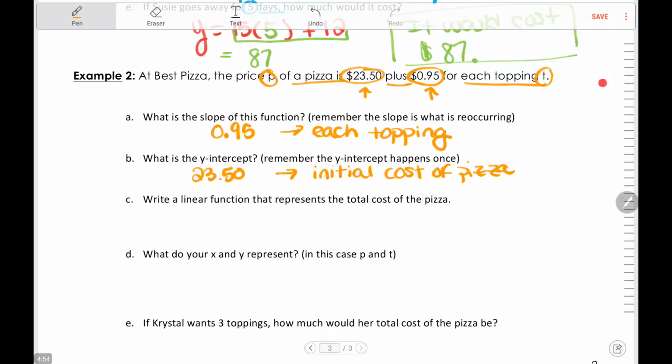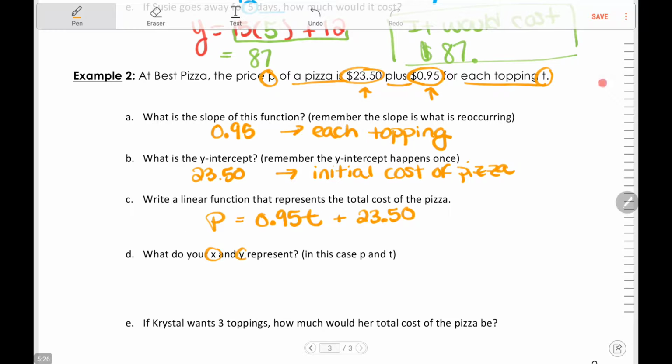Alright, so let's write our linear function. y equals, wait a minute, should I be using y? Let's look back at our question. It said the price P of a pizza and T for topping. So I should be using P equals 0.95T plus 23.50.